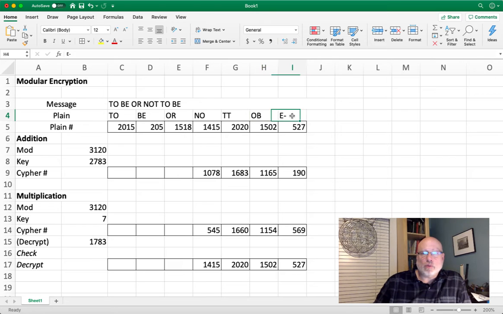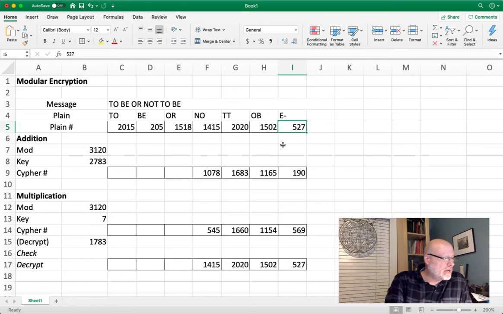And then what we do is, at least in this case, we're using 27 for the dash, being our 27th character. And so each of these has a more or less 4-digit number associated with them. It's just that for the BE and the E dash, the first digit is a 0, so we don't bother writing it there.